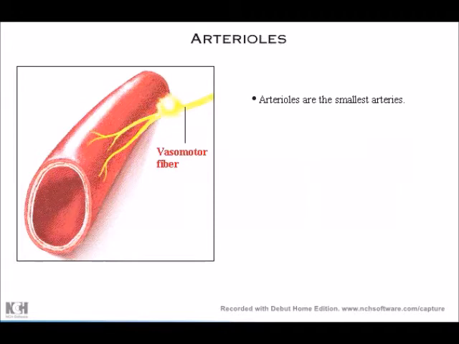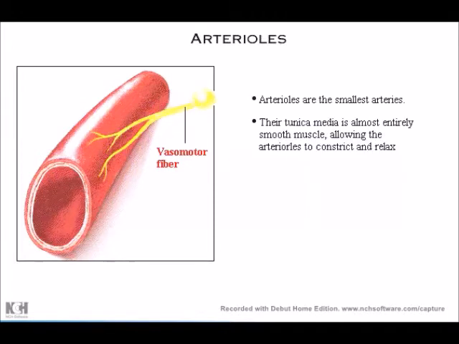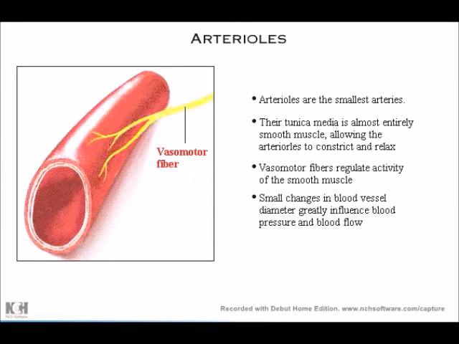Arterioles are the smallest arteries. Their tunica media is almost entirely smooth muscle, allowing the arterioles to constrict and relax. Vasomotor fibers regulate the activity of the smooth muscle. This regulation is crucial because small changes in blood vessel diameter greatly influence blood pressure and blood flow.